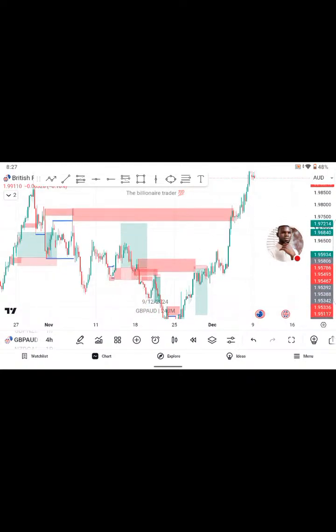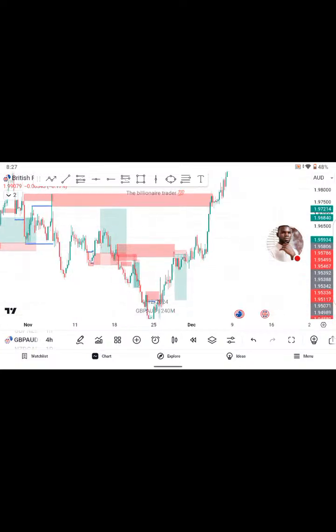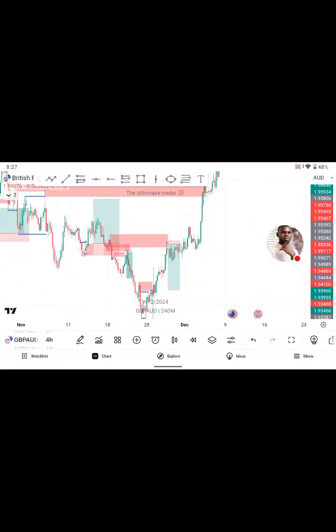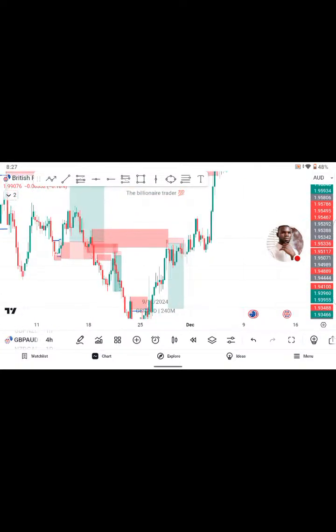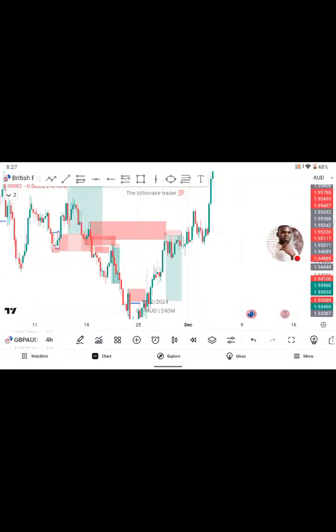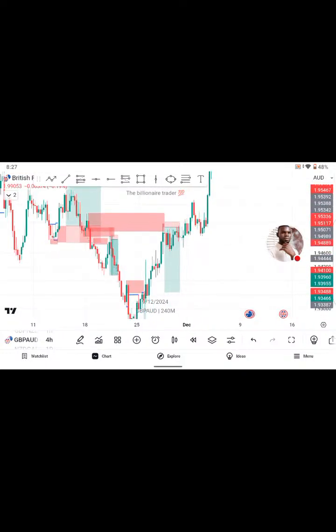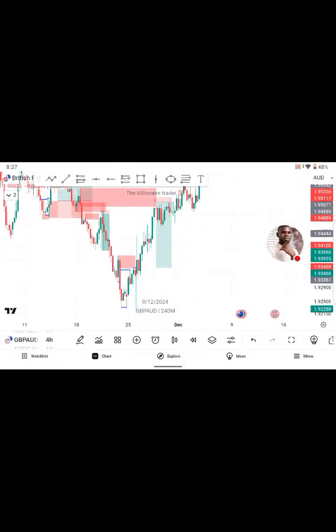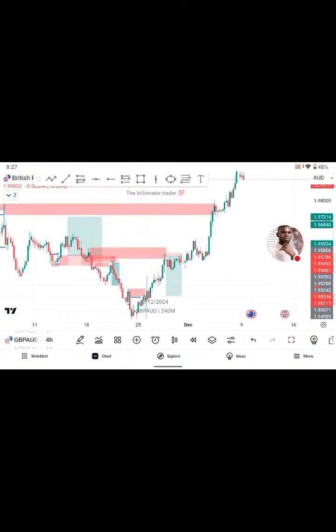So the same reaction on GBP USD. As you can see, the same reaction. I was expecting price reacting to this, but no. Price said no, not today. You can see it sold for a while and continued the bullish journey.